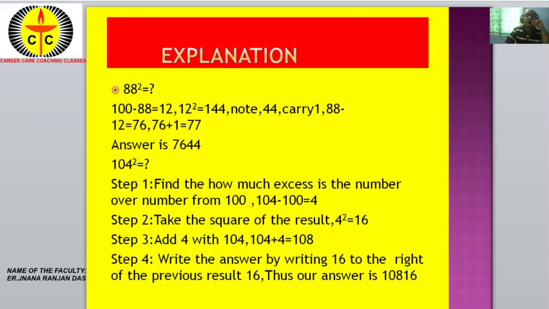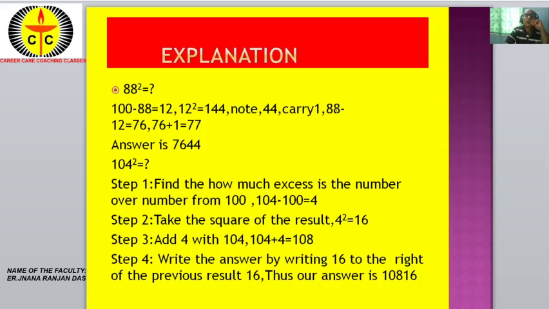In case of 88, to find out the square of this number, you first find out how much it is less than 100, that is 100 minus 88, that is 12. And take the square of 12, that is 144. Then note 44, then carry 1. You have to keep 2 digits here, then carry 1.